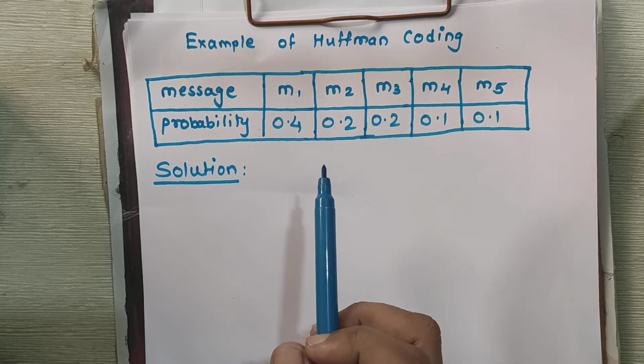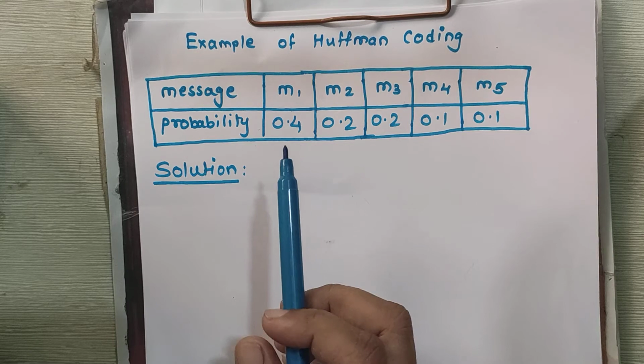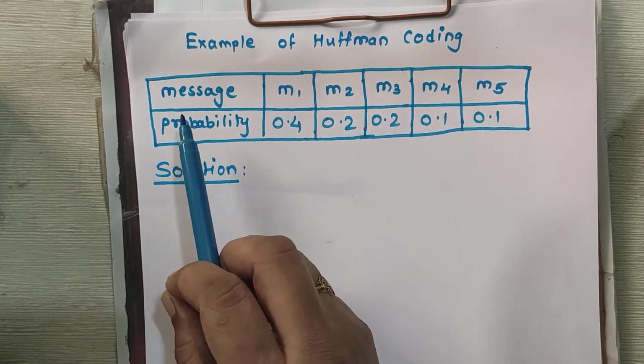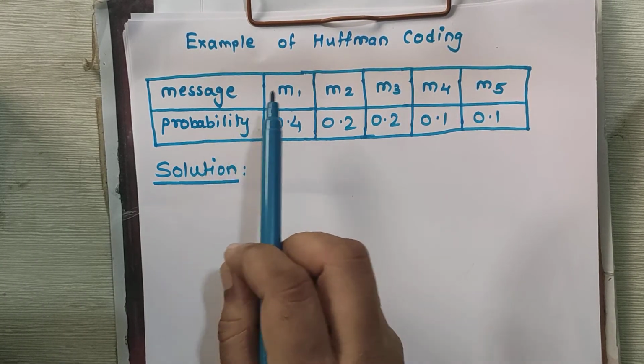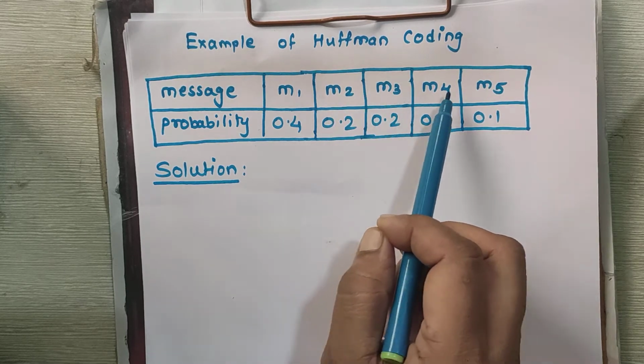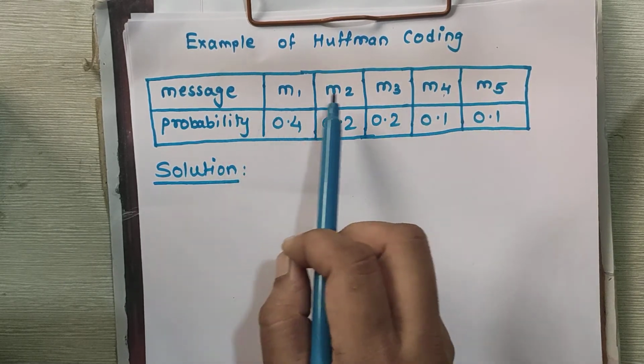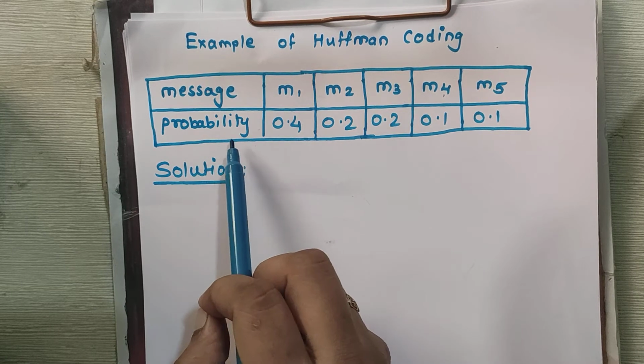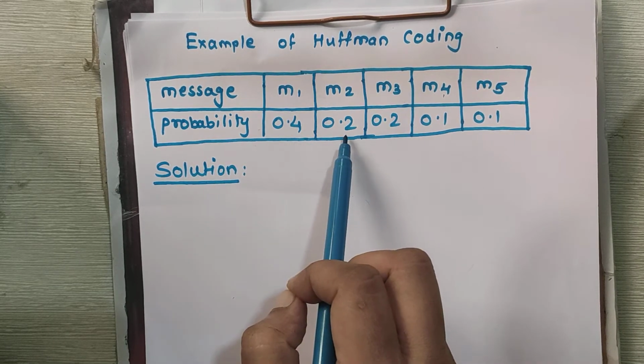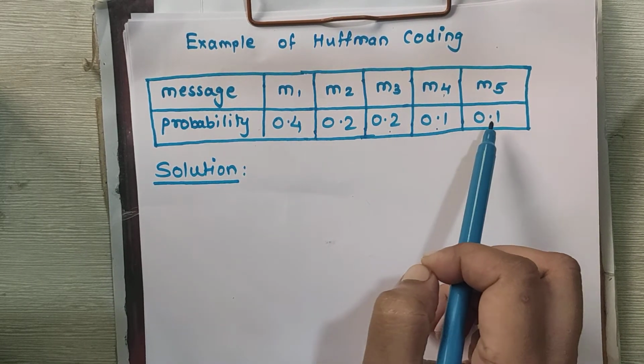Hello everyone. Here we are going to solve an example on Huffman coding. In this numerical, they have given the messages M1, M2, M3, M4 and M5. Total 5 messages are given, and their corresponding probabilities are 0.4, 0.2, 0.2, 0.1, 0.1.